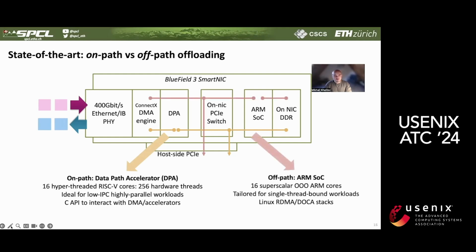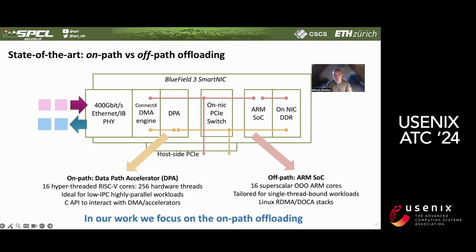The off-path offloading, on the other hand, features general-purpose systems on chips running Linux. And off-path cores are more suitable for the single-threaded branch-rich code found in network virtualization functions and security offloading. Off-path approaches resemble host-side CPU architecture and expose the same set of standard OS APIs, such as packet processing with RDMA and DPDK.